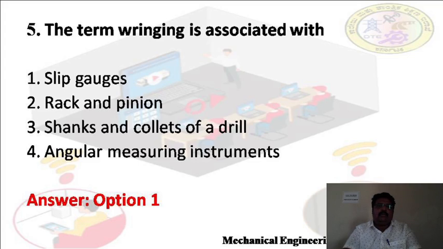And question number 5 is: the term wringing is associated with, is it slip gauges, or rack and pinion, or shanks and collets of a drill, or angular measuring instruments? The correct answer is the first one, that is slip gauges.